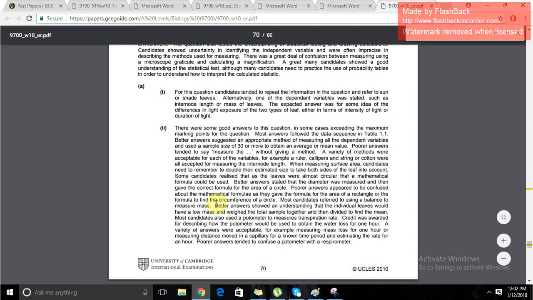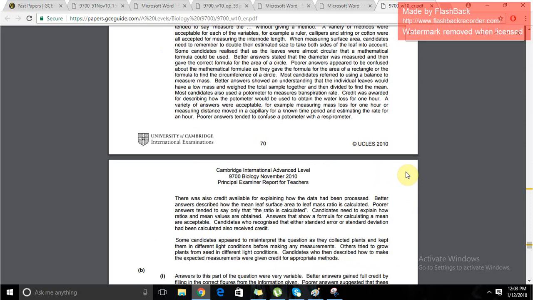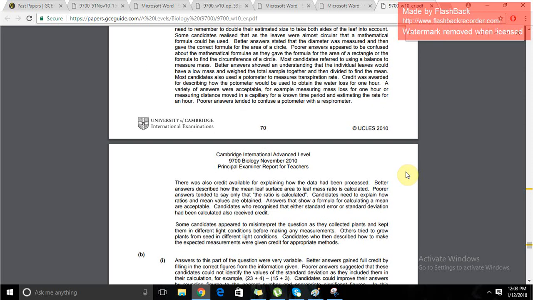Yep, this is something I missed. Most candidates also used a potometer to measure transpiration. Credit was awarded for description of how the potometer could be used. A variety of answers were acceptable. For example, measuring mass loss for 1 hour or measuring distance moved in a capillary for a known time period and estimating the rate for an hour. The poorer answers confused a potometer with a respirometer.